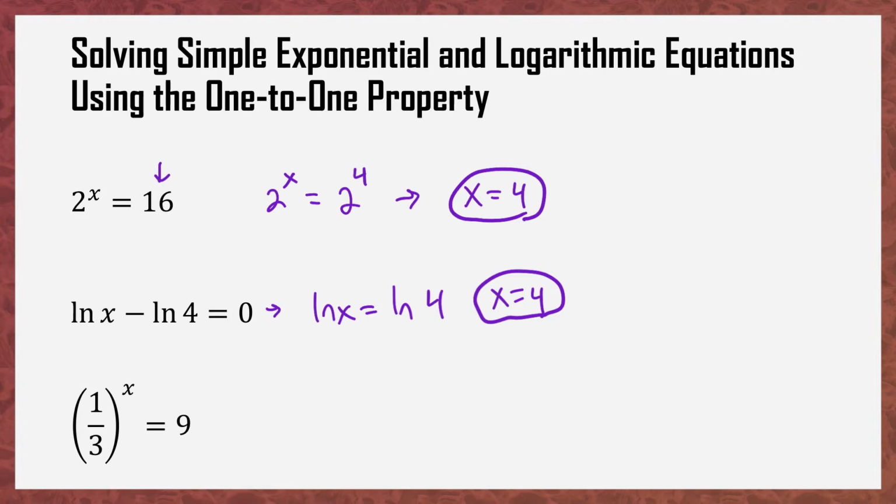Now, in the third equation here, we have 1/3 to the x equals 9. And this is a little weird, right? 9, I could rewrite as 3 squared. That's fine. But 1/3 is not the same thing as 3, but it is 3 to the negative 1 power. So let me rewrite this. 1/3 to the x, I am going to write as 3 to the negative 1 times x power. And that equals 9, which is 3 squared. So negative x equals 2, which means that x equals negative 2.